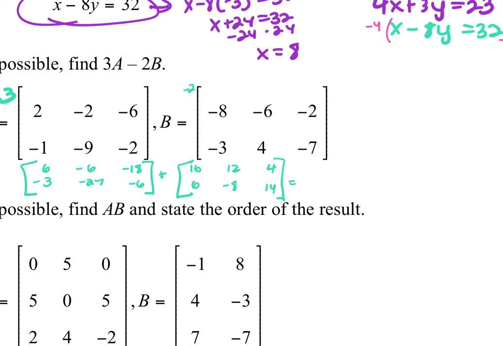And then I add, and I'd get 16 plus 6, so 22, negative 6 plus 12, 6, negative 18 plus 4, negative 14, negative 3 plus 6, 3, negative 27 minus 8, negative 35, and negative 6 plus 14, positive 8.